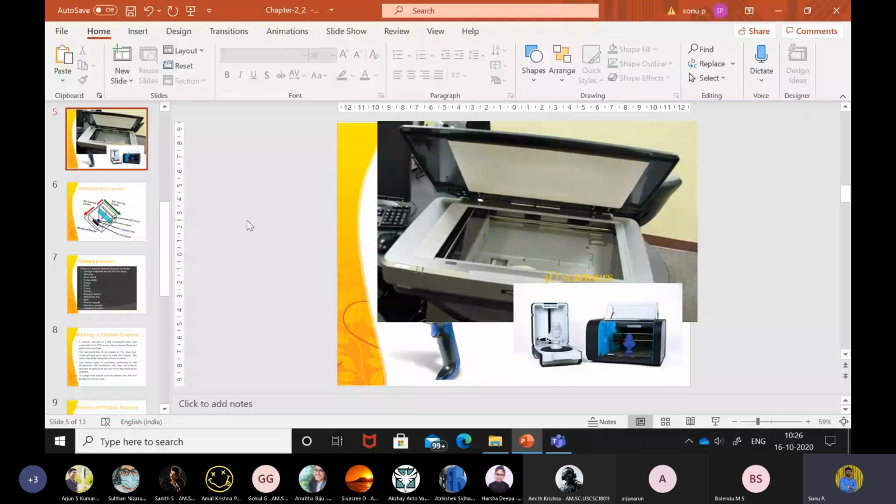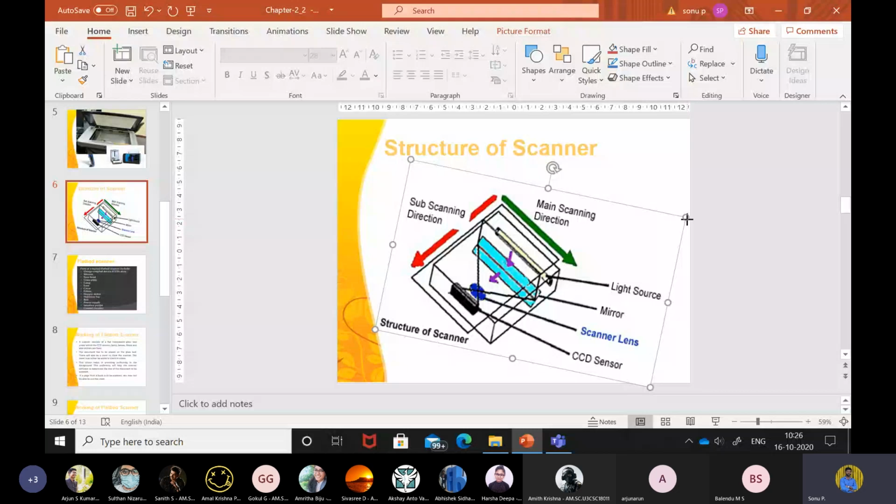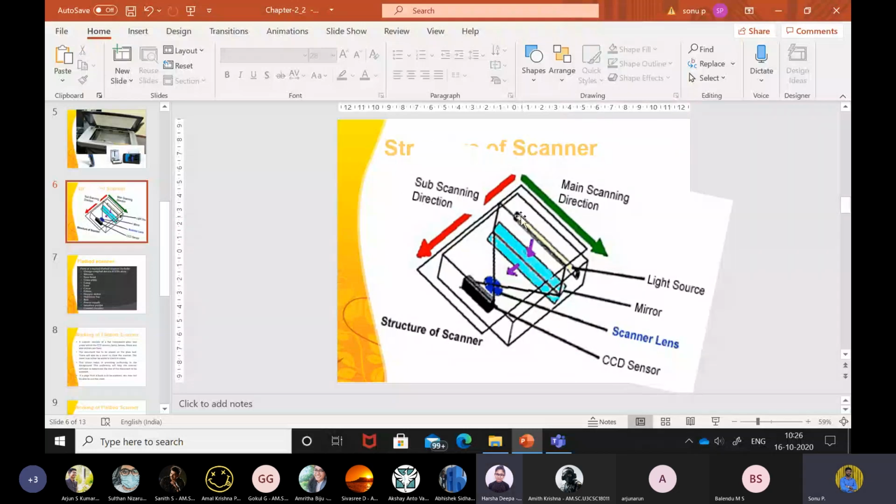So basically this type of scanner will have, okay, I think you are able to see this, somewhat clear. Are you able to see this image? Hello? Yes, sir. Okay. So this is the internal view, or inside view, of the structure of a particular flatbed scanner.